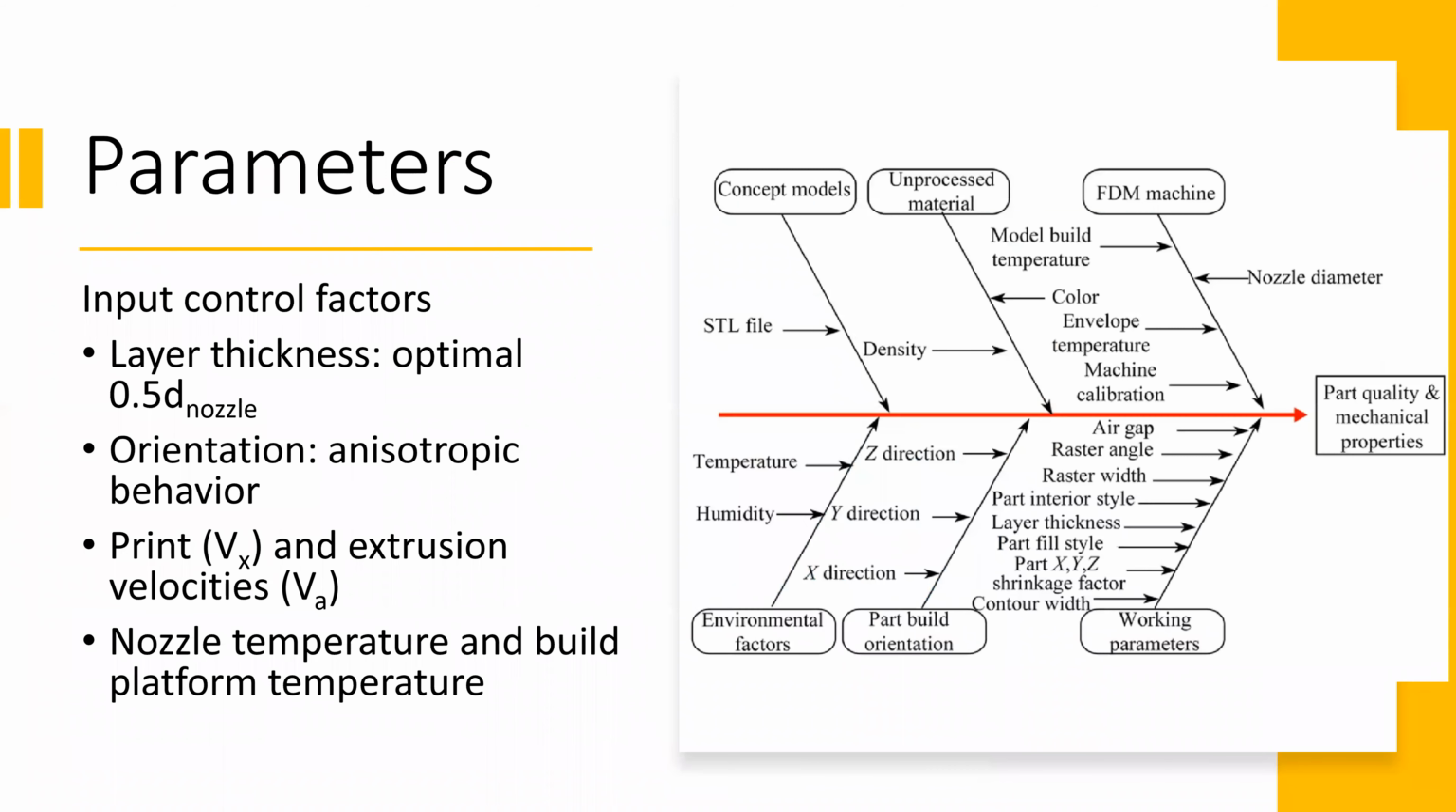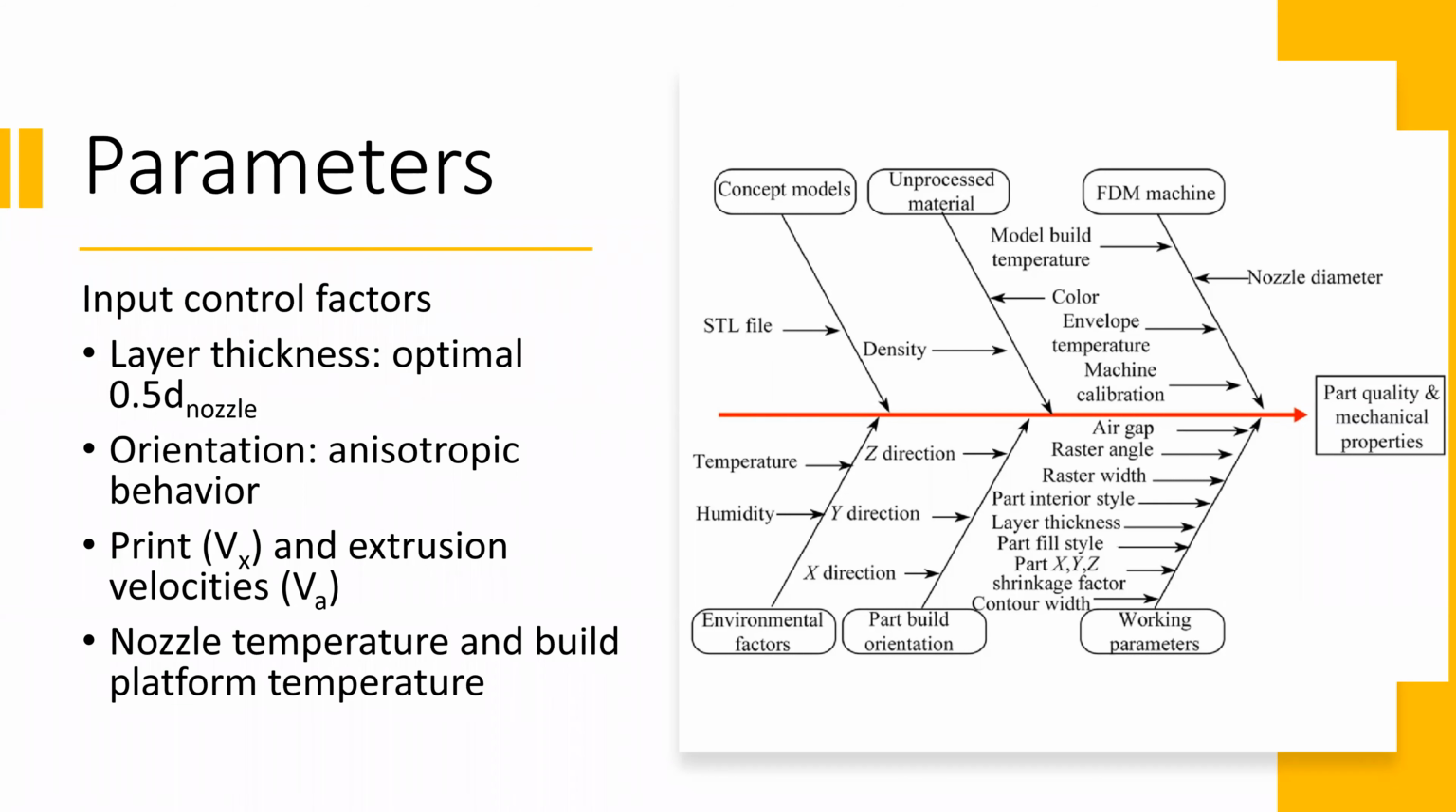So now that we have seen how it works, we can move into some different parameters that control the end quality and the final characteristics and mechanical properties of an FDM printed object. So the ones we'll look at are the layer thickness, the orientation, the print and extrusion velocities, and then the temperature of the nozzle and the temperature of the build platform.